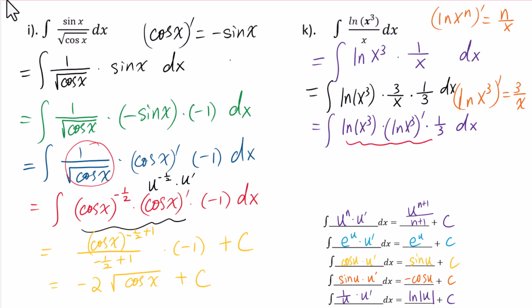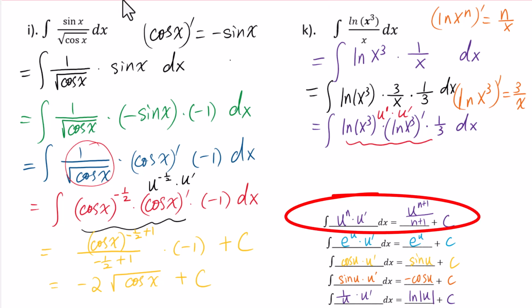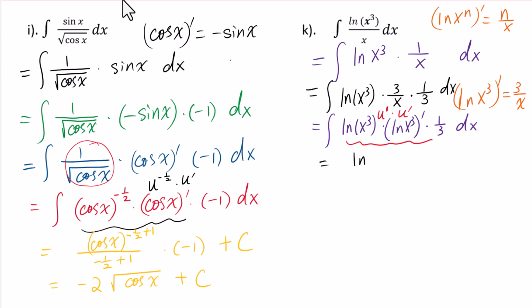These two basically mean u to the first power times u prime. We will use this formula. We got natural log of x to the third power, squared, over 2, times 1 over 3, plus c. Let's organize: equals 1 over 6 times the natural log of x to the third power, squared, plus c.